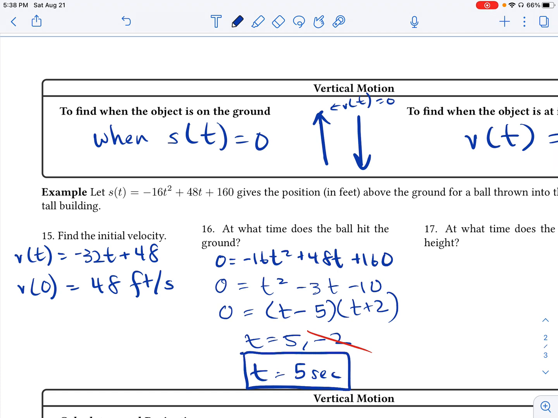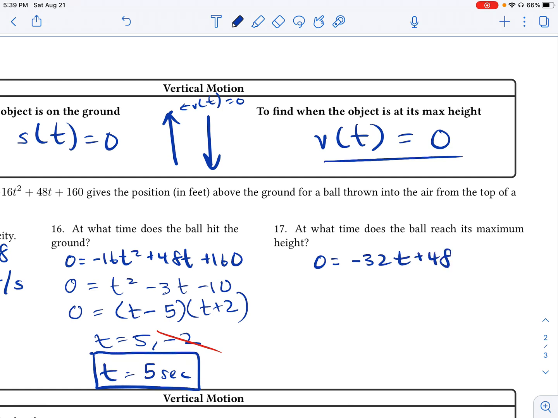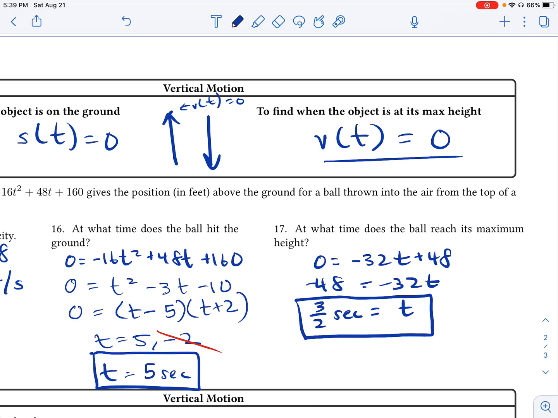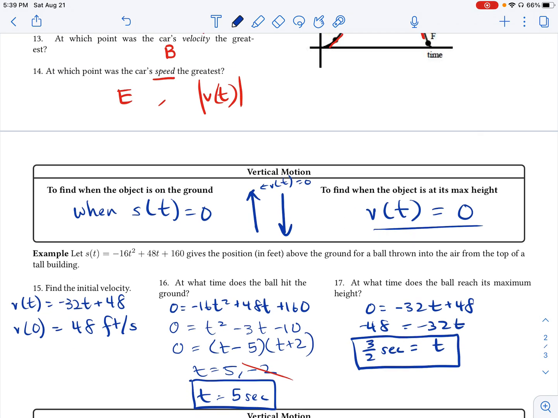Okay. Finally, at what time does the ball reach its maximum height? We said earlier that's when v of t is equal to 0. So I'm going to set my velocity function equal to 0. This should be a pretty straightforward one to solve. So t would just be 48 over 32, which simplifies to 3/2 seconds. So that's when the ball reaches its maximum height. Hopefully this was helpful in seeing some applications of working with derivatives and higher order derivatives of things like position functions.